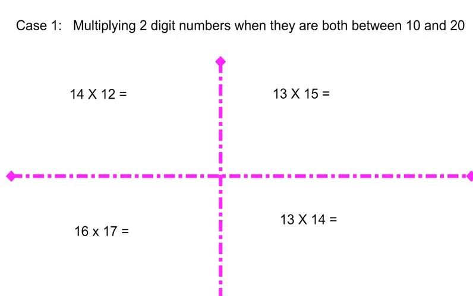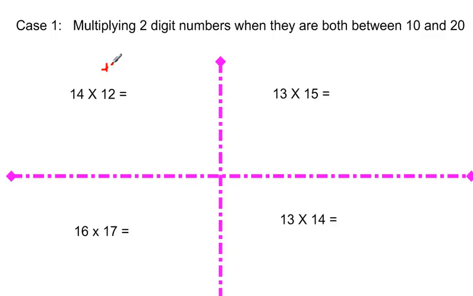So let's look at case number 1. We're multiplying two-digit numbers, and as you can see, both numbers are between 10 and 20. The technique that I'm using doesn't have a name. However, when I look at my two numbers, I look for a number that's close to 10. As you see, the number 12 is 2 units above 10.